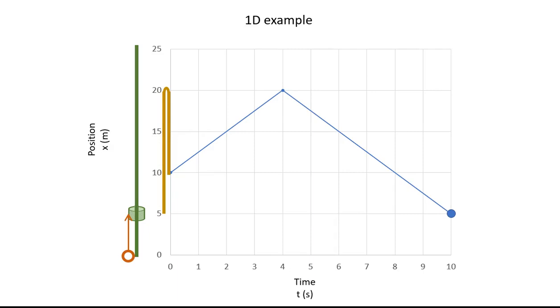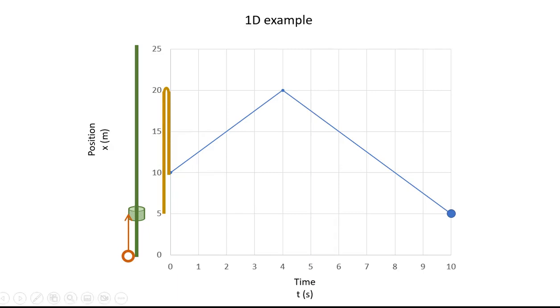So we said the speed was 2.5 meters per second, and sure enough, for that first segment from x equal 10 to x equal 20, we went 10 meters in 4 seconds. 10 meters divided by 4 seconds is 2.5 meters per second. And then for the last 6 seconds, we went 15 meters. And yes, 15 meters over 6 seconds is also 2.5 meters per second.